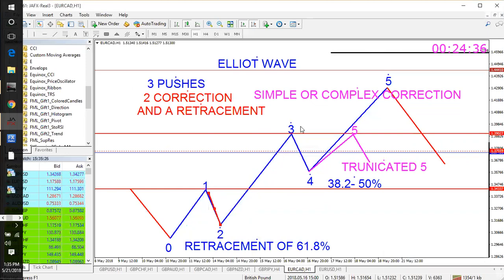Sometimes you might not always have a simple move from your 3 to 4. You might have a complex move. Now let me explain a complex move. A complex move comprises A, B, and C. That's where we have the harmonic structure. Then the second move has to come from 3.